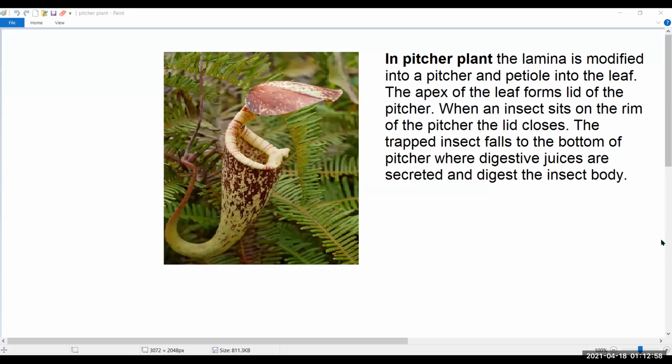In pitcher plant, the lamina is modified into a pitcher and the petiole into the leaf. The apex of the leaf forms the lid of the pitcher. When an insect sits on the rim of the pitcher, the lid closes. The trapped insect falls to the bottom of the pitcher where digestive juices are secreted and digest the insect body.